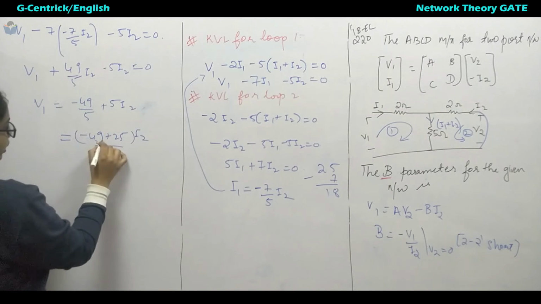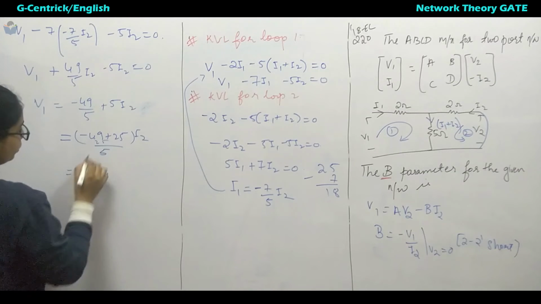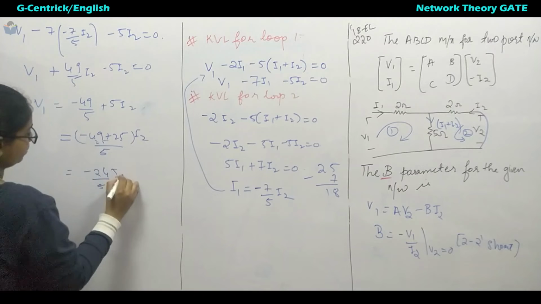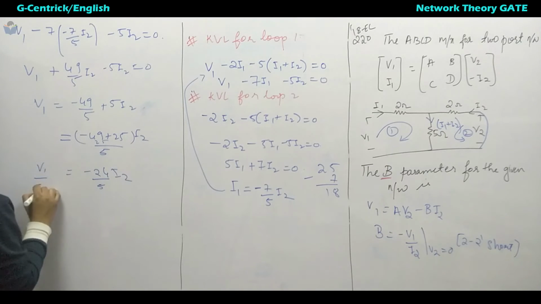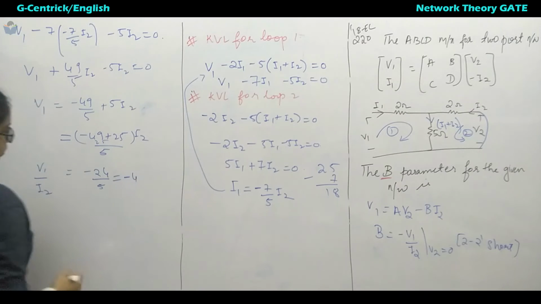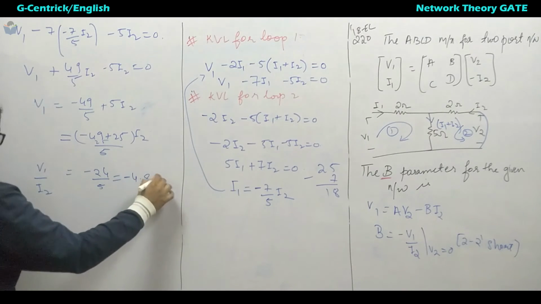Okay, so 49, 25, minus 24 by 5. Okay, this is times I2. So when I take I2 over here, you will get it as minus 5 4s are 28. Okay, it is 4.8 ohms.